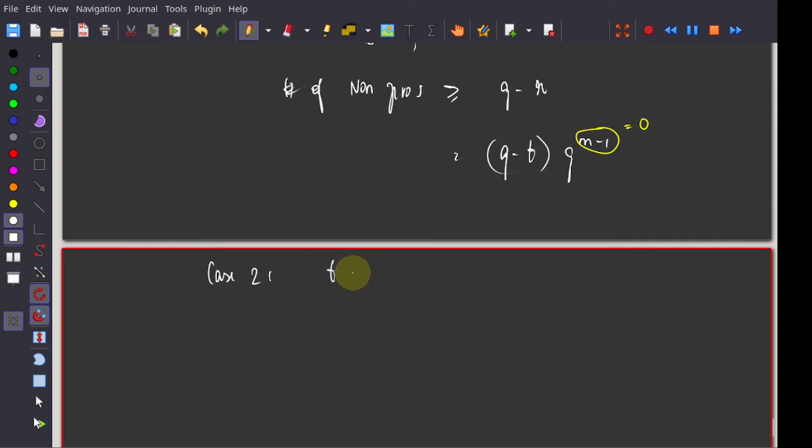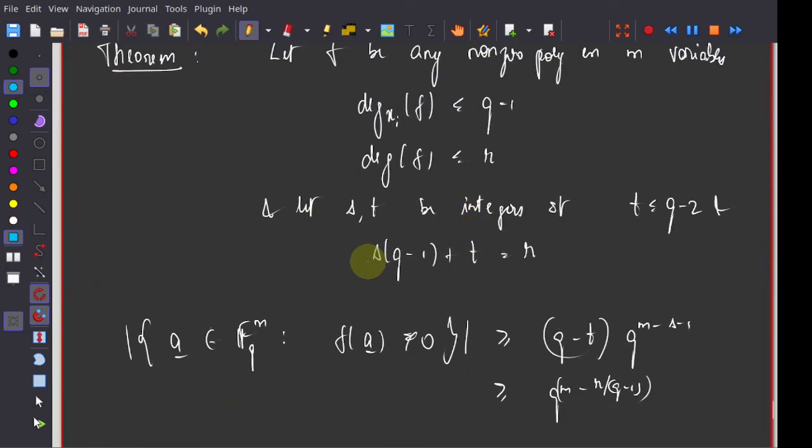Case 2 is r equals q minus 1, in which case s equal to 1 and t equals 0, because we want s times (q minus 1) plus t equal to r. And t should be less than or equal to q minus 2. Right? So if I take t equal to 0 and s to be equal to 1, then I get q minus 1 equal to q minus 1. So one way of interpreting this particular statement, I have this s times (q minus 1) plus t equal to r, right? So you can think of s and t as the quotient and remainder when you divide r by q minus 1.